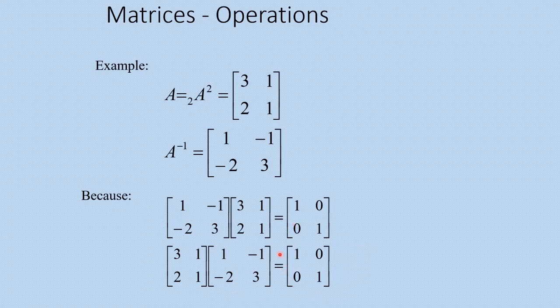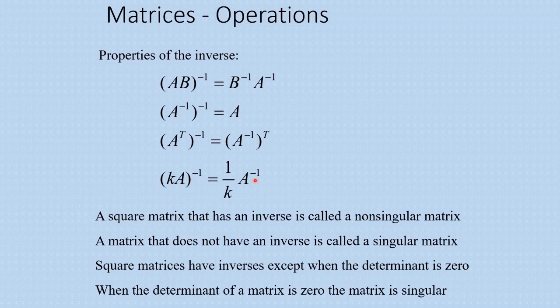Properties of the inverse. AB inverse is equal to B inverse multiplied by A inverse. A inverse whole inverse is A. A transpose inverse is A inverse transpose. Ka whole inverse is 1 by K into A inverse.